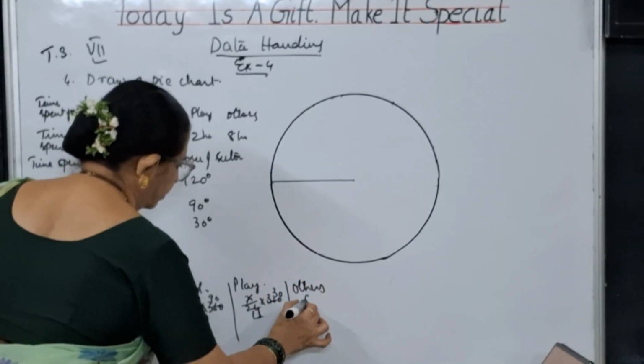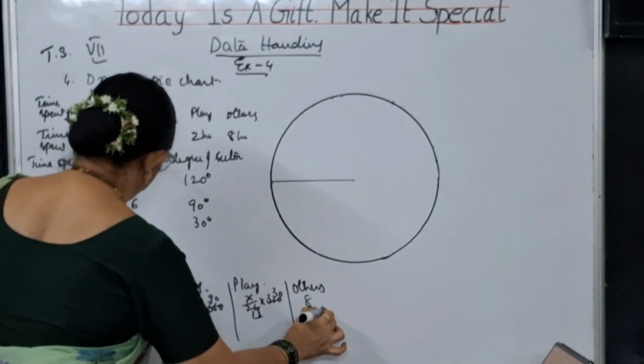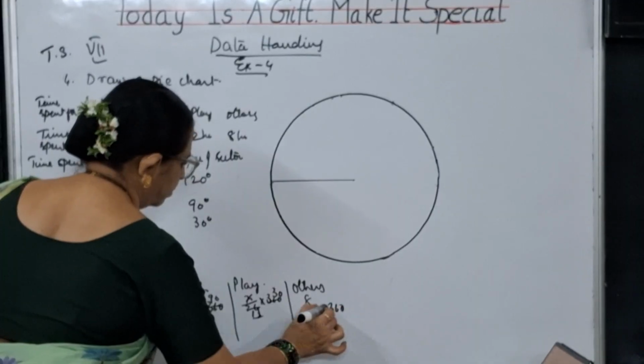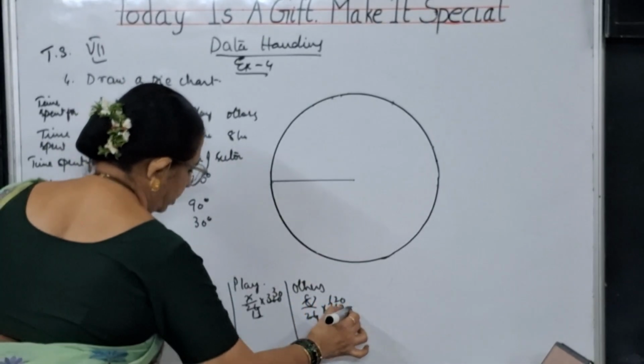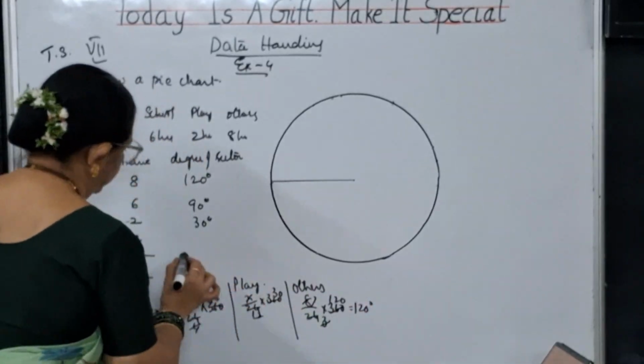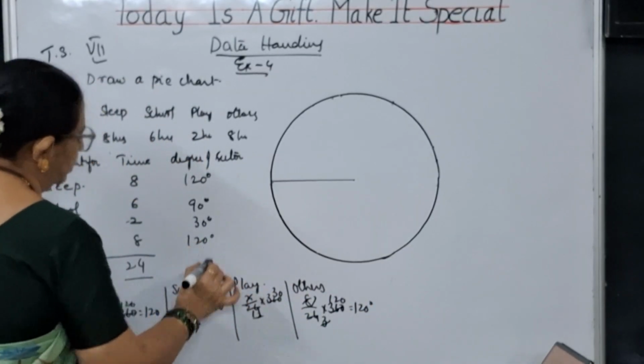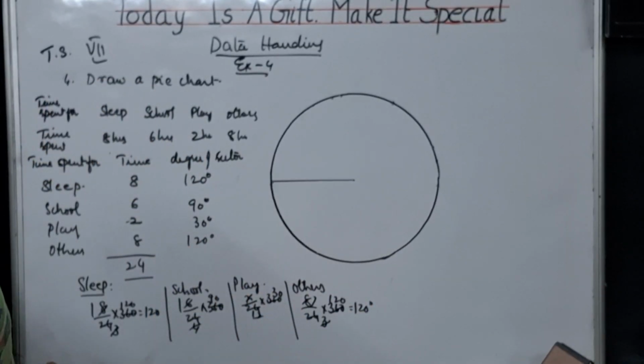Anyway, let us calculate. 8 by 24 into 360. 8 threes are 24, 3 twos are 6, so 120 degrees. So others is 120 degrees. So this is the degree measure that we have got.